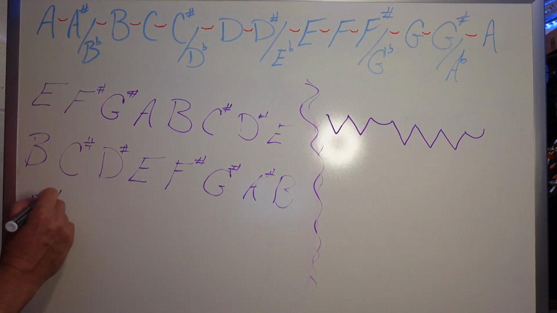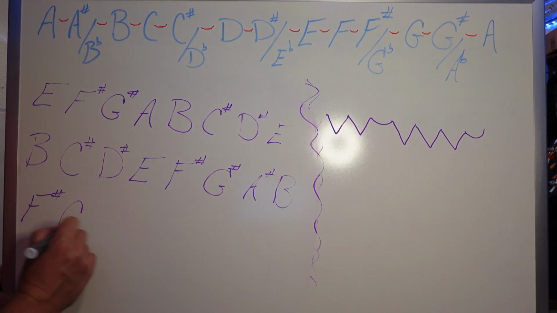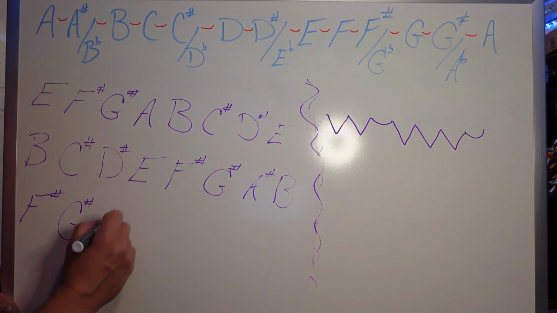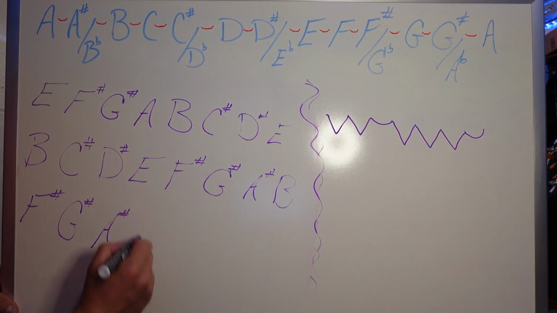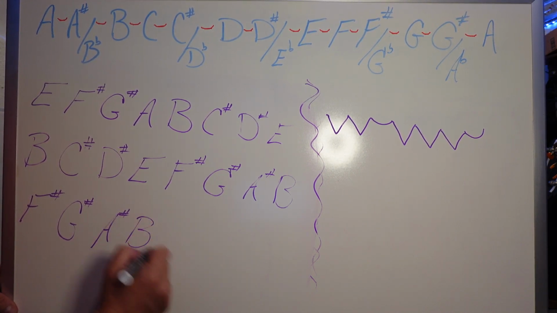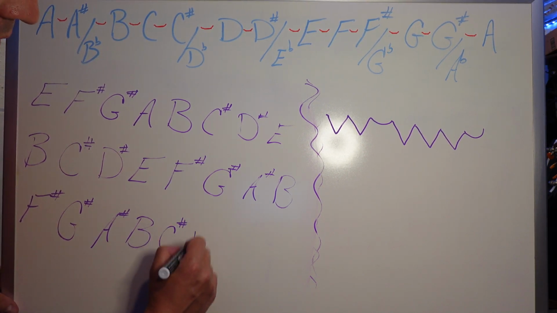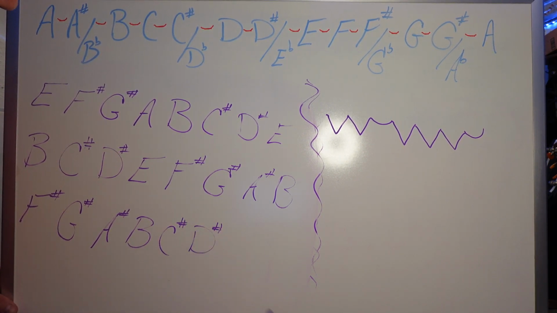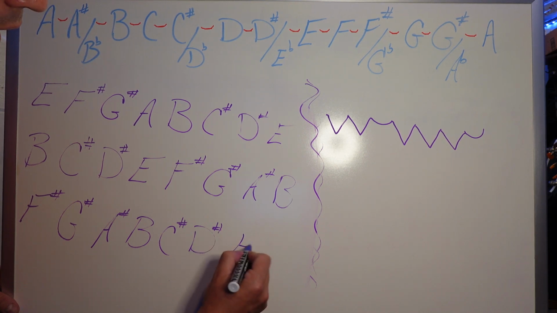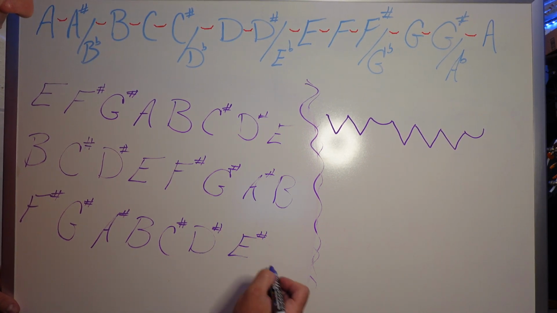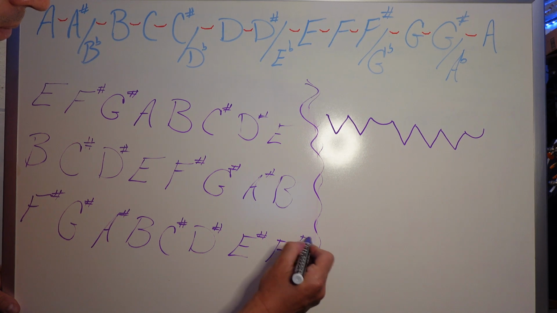F sharp, up a whole step to G sharp, up a whole step to A sharp, up a half step to B, up a whole step to C sharp, up a whole step to D sharp, up a whole step to E sharp, and up a half step to F sharp.